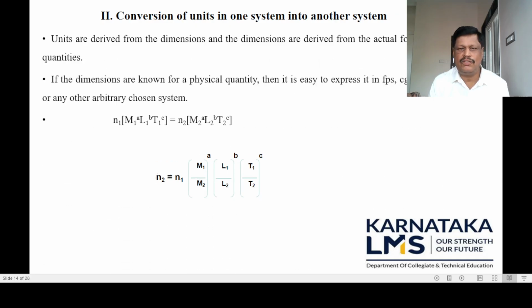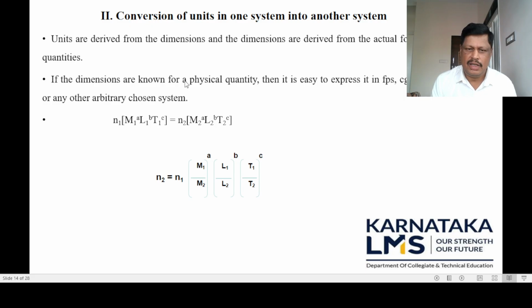Second one, conversion of units from one system into another system. The second use of dimensional analysis is the conversion of units from one system into another system. Units are derived from the dimensions, and the dimensions are derived from the actual formula of physical quantities. So we can obtain the units from the dimensions, and also from the units we can obtain the dimensions of a physical quantity. If the dimensions are known for a physical quantity, then it is easy to express its units in FPS, CGS and MKS, even as a system of units also.